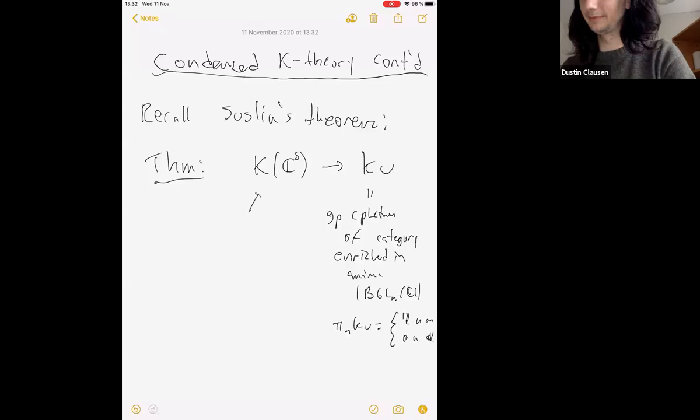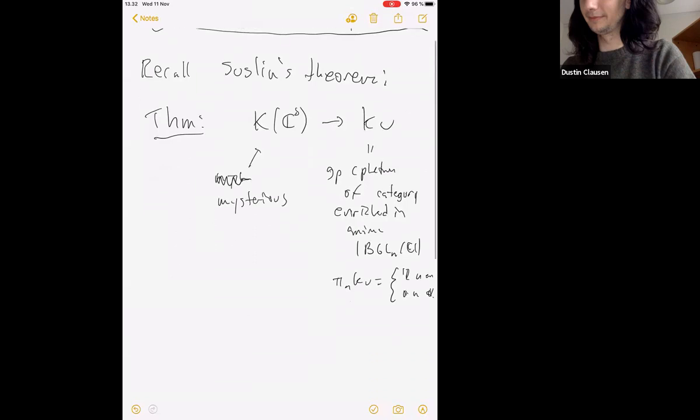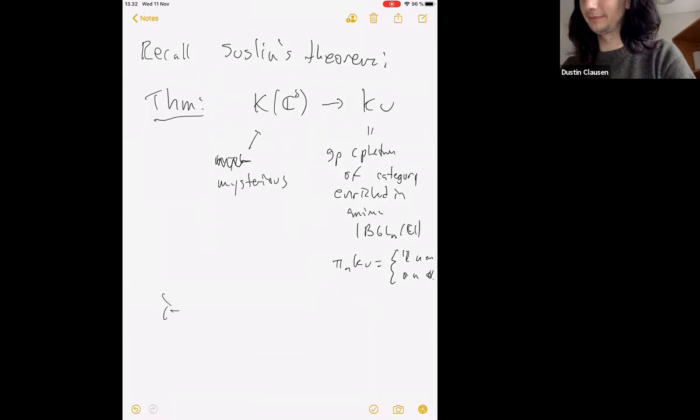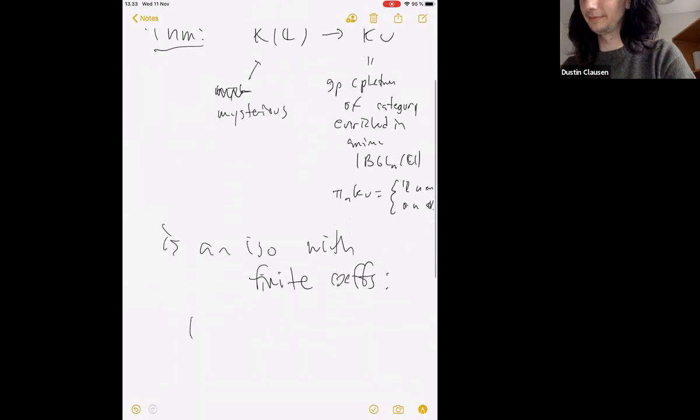Whereas this is, at least a priori, quite mysterious, because algebraic K theory of discrete rings is a little strange. But Suslin's theorem says that this map is an equivalence, an isomorphism with finite coefficients. In other words, these are two spectra, and if you take this modulo n, it's the same thing as ku modulo n. So it's Z mod n when n is even and 0 when n is odd.